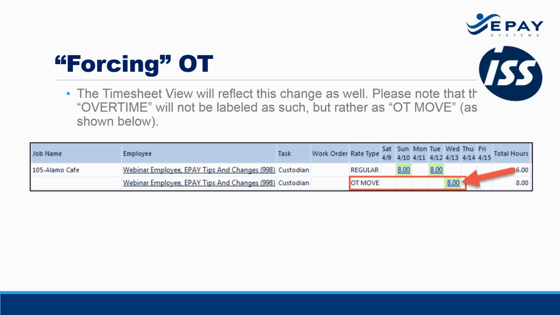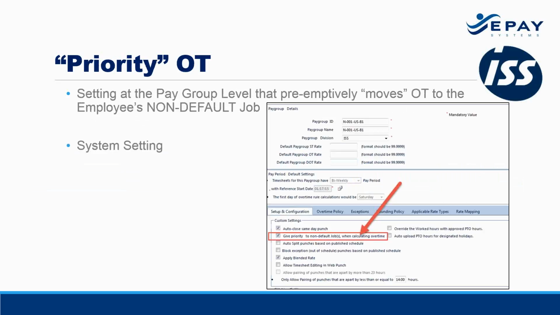Now, one thing to wrap up our overtime discussion is a setting in the system we call priority overtime. In the system, all the different pay groups, and you notice I'm talking about pay groups again and getting those set up correctly the first time around, every pay group has a setting on it that basically allows the system to help you drive and determine where you want the OT to go. So in saying that, this setting at the pay group level basically preemptively moves the overtime to the employee's non-default job.